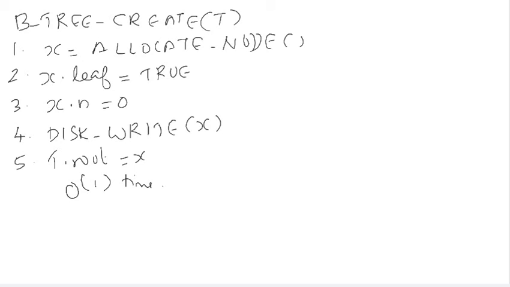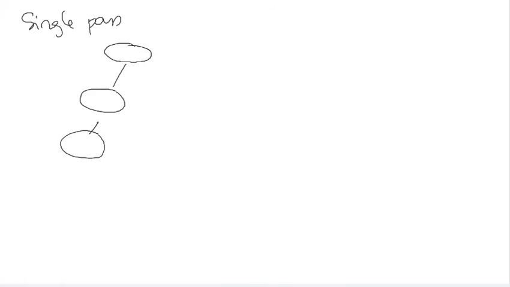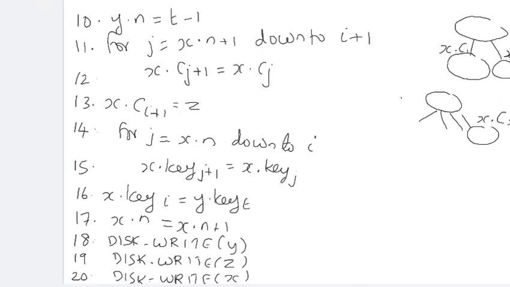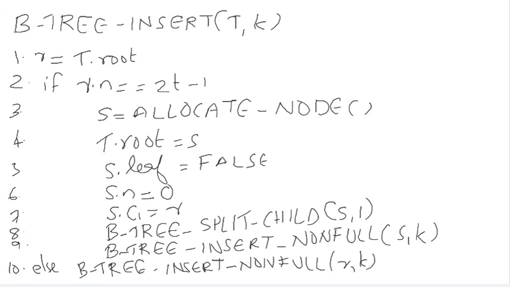Now x will be the root of the tree. Okay, this is how we create one tree. Then after creating this one node, we can insert. For that we use the BTree insert procedure. There you are supplying this tree and the key value k, and you are checking whether the root is full. If the root is full, then you need to invoke a BTree split child operation. Otherwise you can directly invoke BTree insert non-full r comma k.